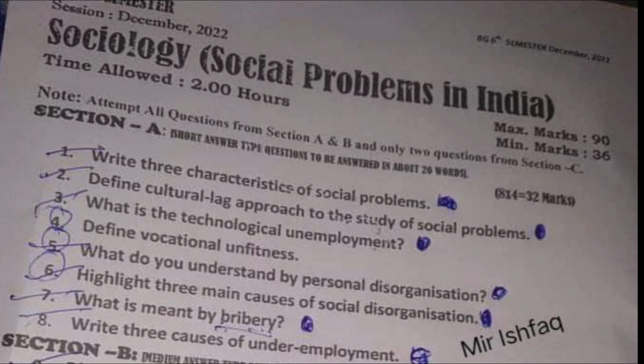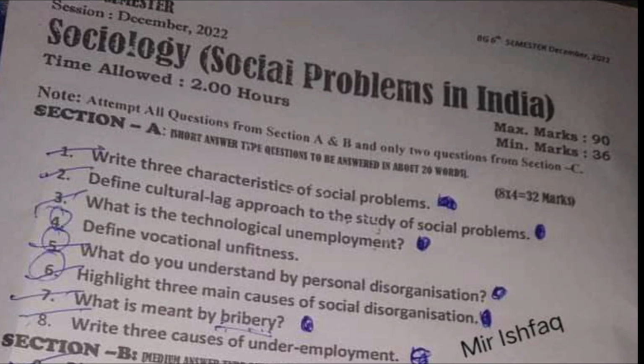Section A, short answer type questions to be answered in about 20 words. 8 into 4 is equal to 32 marks. Question number 1, write 3 characteristics of social problems. Question number 2, define cultural lag approach to the study of social problems. Question number 3, what is technological unemployment? Question number 4, define vocational unfitness.